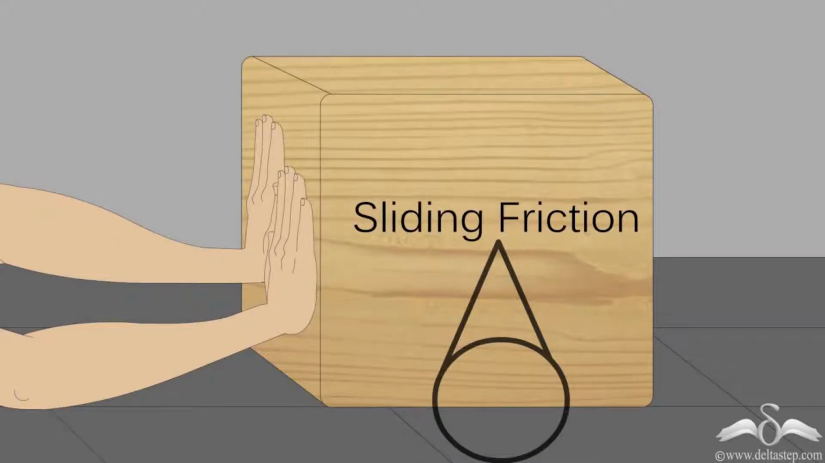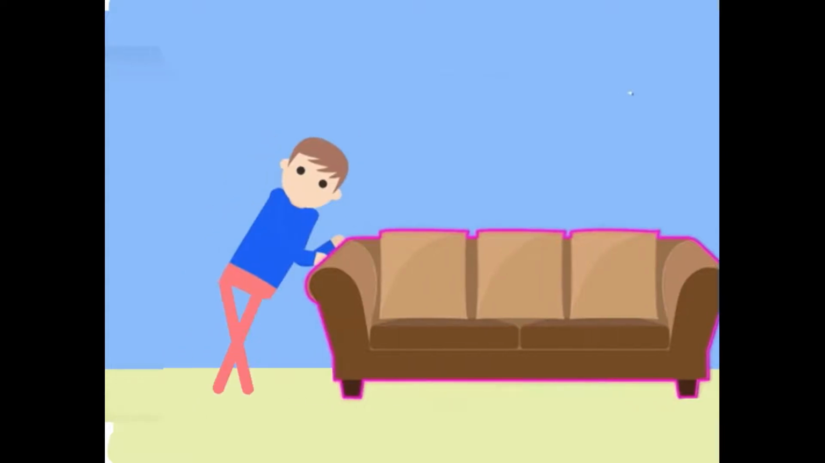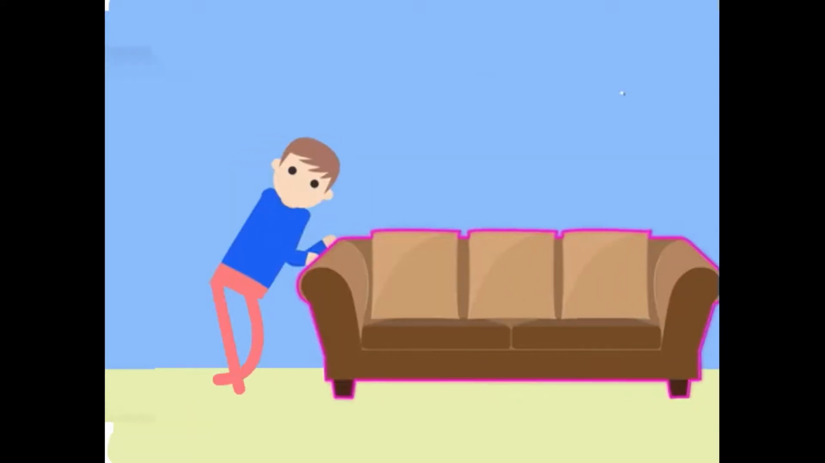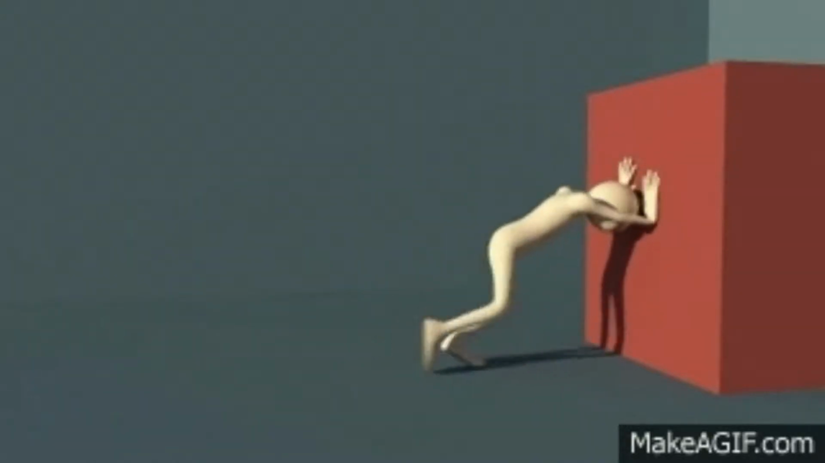Sliding friction is friction that acts on objects when they are sliding over a surface. Sliding friction is weaker than static friction. That is why it's easier to slide a piece of furniture over the floor after you start moving it than it is to get it moving in the first place.